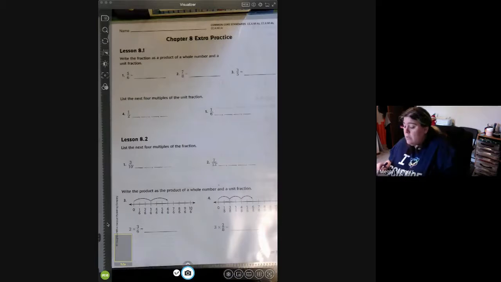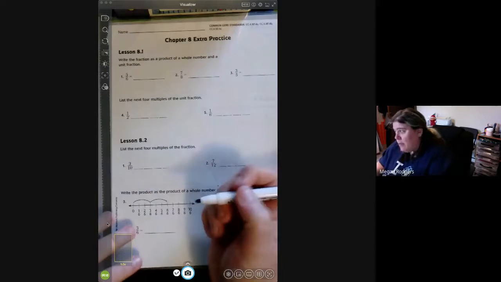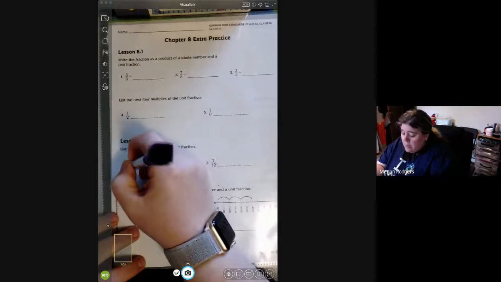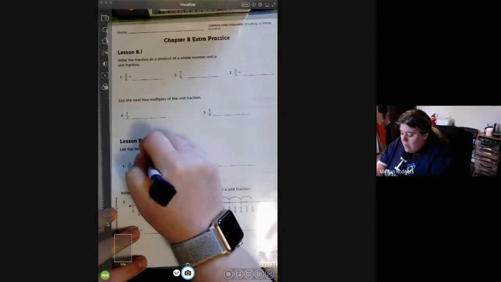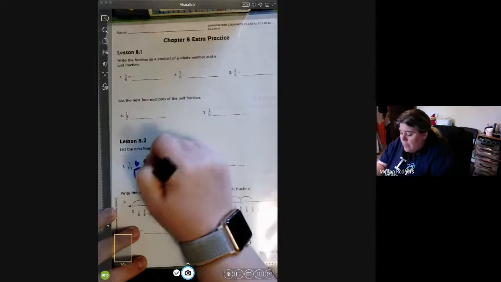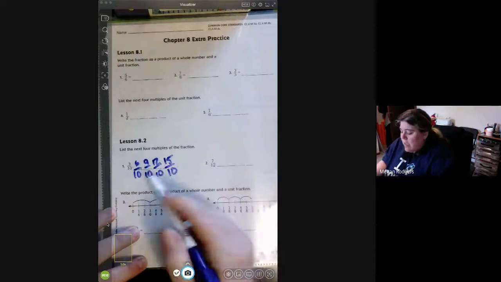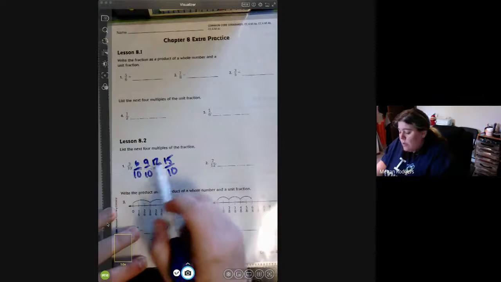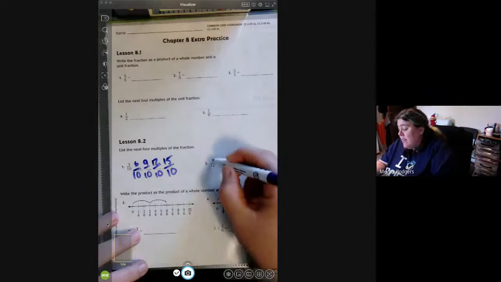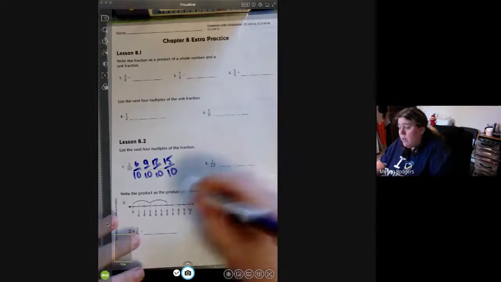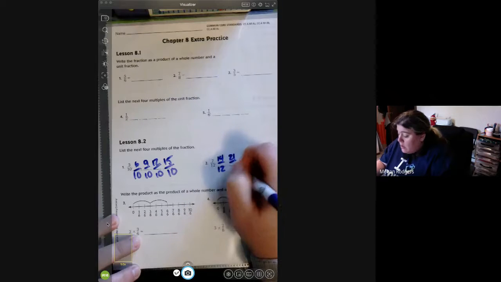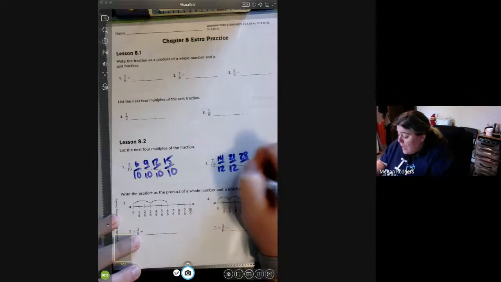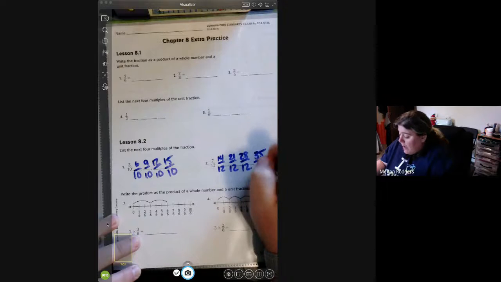All right, so we're listing multiples of the fraction. Again, we have 3/10. So this is 1 times 3 to get 3/10. So then 2, we would have 6/10, 9/10, 12/10, 15/10. As you can see, the numerators are counting by threes. If I go over here to 7/12, you're going to find that we're going to count by sevens in our numerator and our denominator will stay the same. So I'll have 14/12, 21/12, 28/12, 35/12.